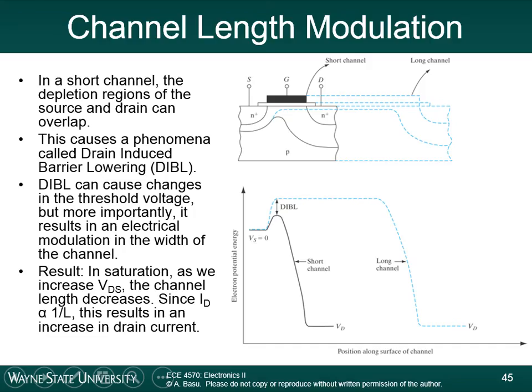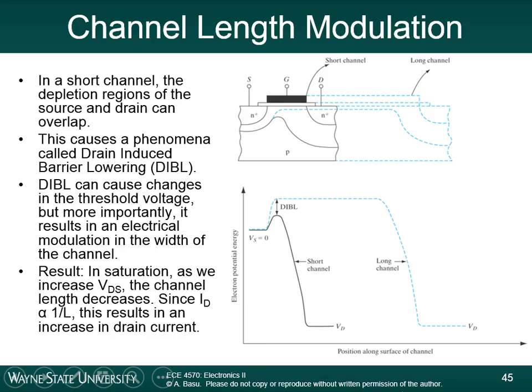So let's talk about this. The second diagram here, on the x-axis, is showing the position along the channel. So this is the schematic, and this is the position along the surface of the channel. And on the right is the electron potential energy. So this is an energy band diagram, which illustrates what's happening in channel length modulation.